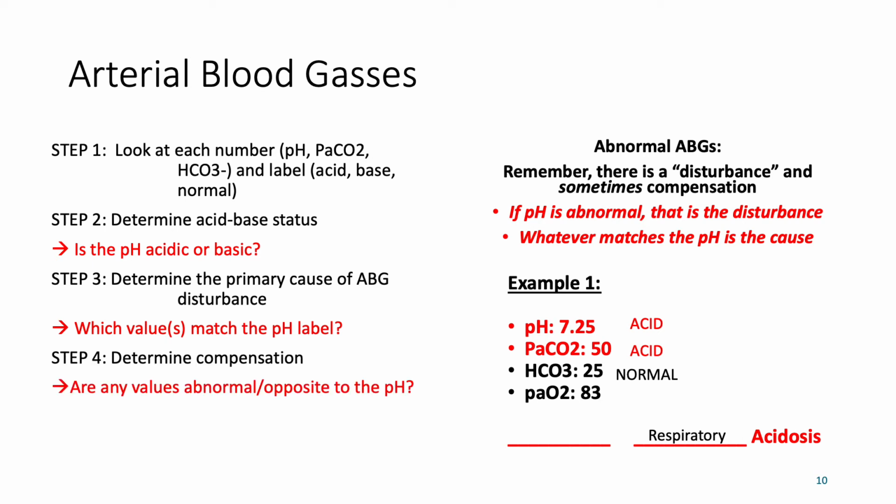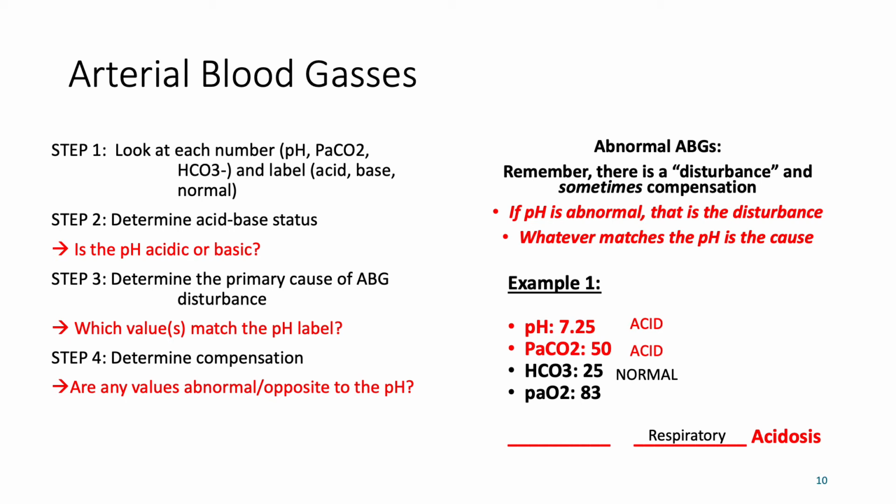So the next step is to see if we have compensation. Remember, if we have an abnormal ABG, there's always going to be a cause. And sometimes there might be some kind of help or compensation. So I'm going to go back and look at the number that did not match the pH. And in this case, it's the bicarbonate. And here it's labeled as normal, which means it isn't doing anything. It isn't trying to create an alkaline or a basic environment to try to help bring the pH back to normal. The bicarbonate is just normal.